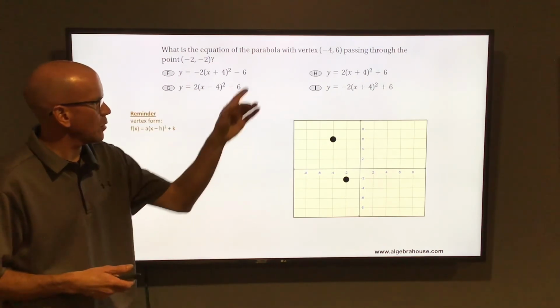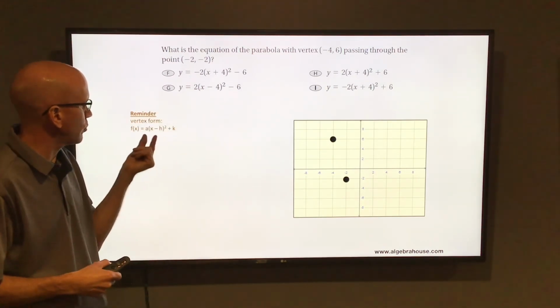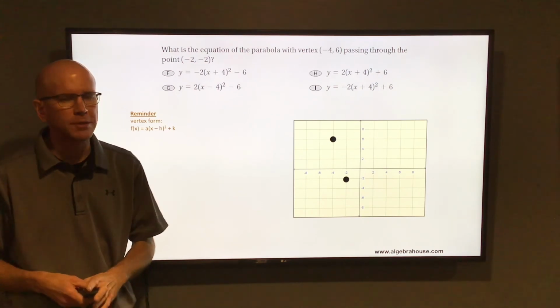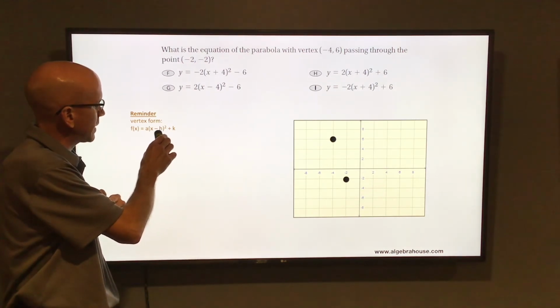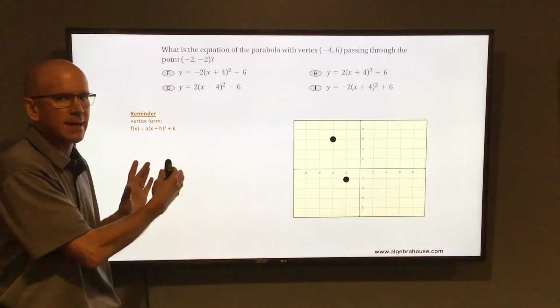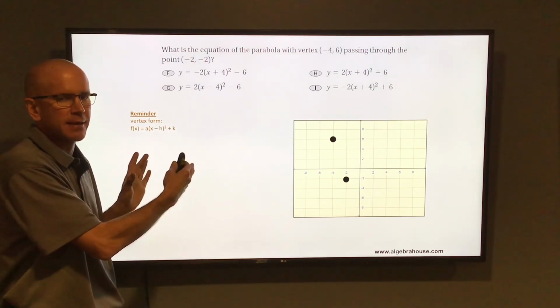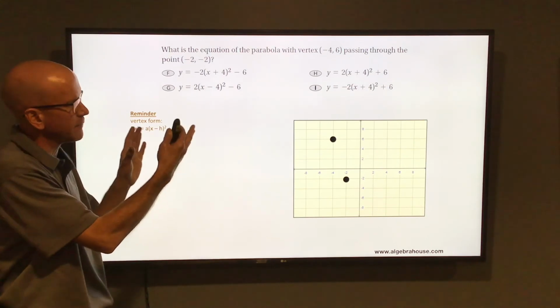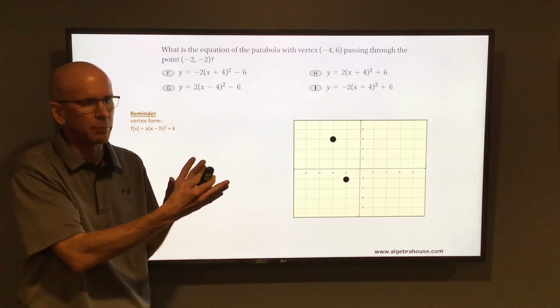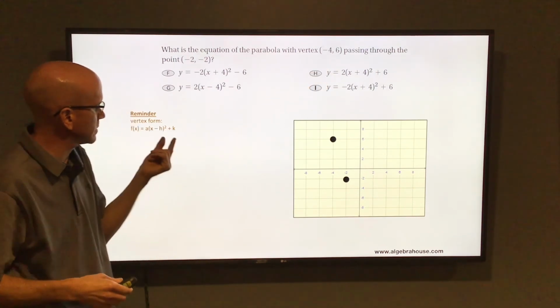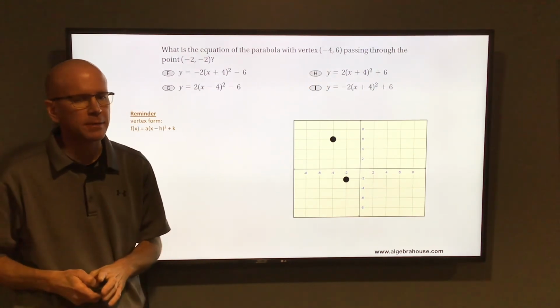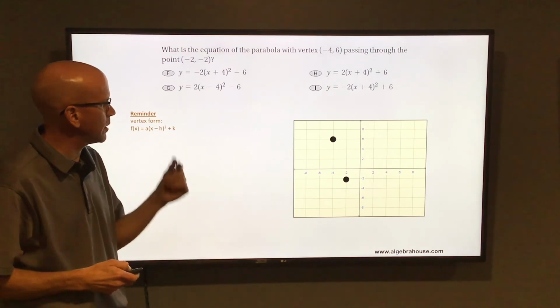Also, the vertex is located at negative 4, 6. In vertex form, a times (x minus h) squared plus k. To have an x-coordinate of the vertex being negative 4, it would have to be x minus a negative 4. So inside the parentheses, x minus a negative 4, that would be x plus 4. So you're looking for an equation with x plus 4 inside the parentheses. And after the parentheses, since the y-coordinate of the vertex is 6, it would be a plus 6. So you're looking for (x plus 4) squared plus 6.